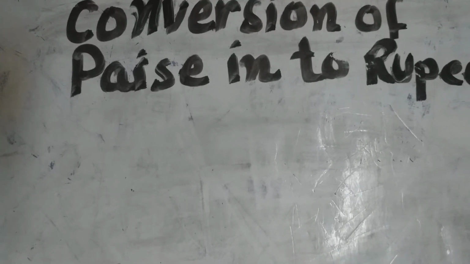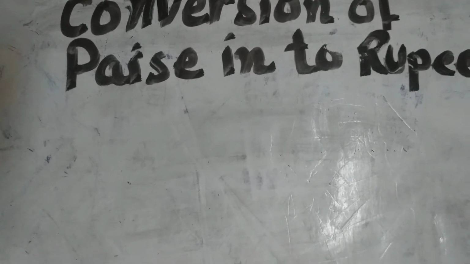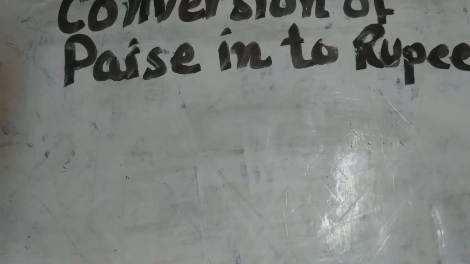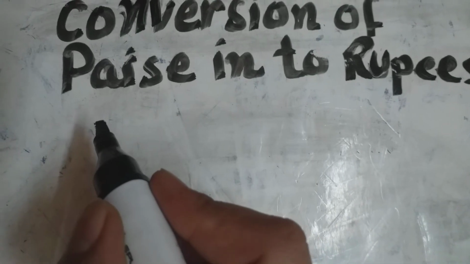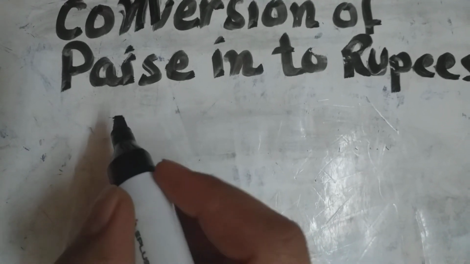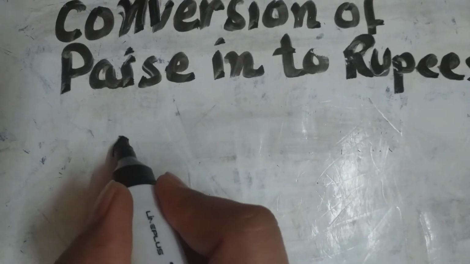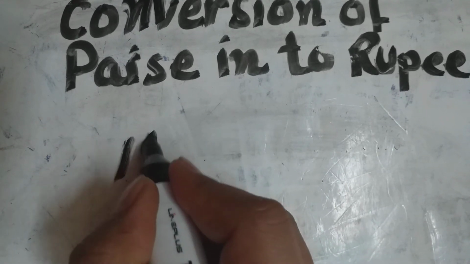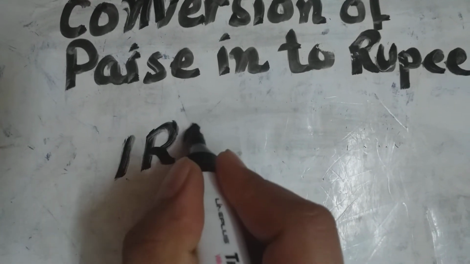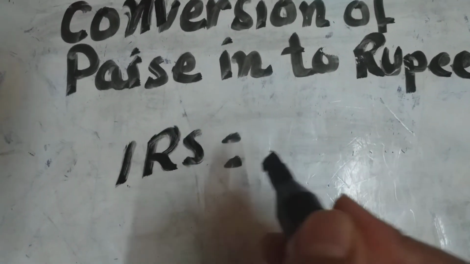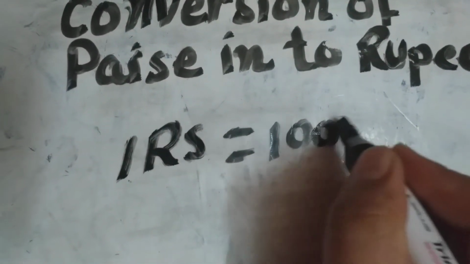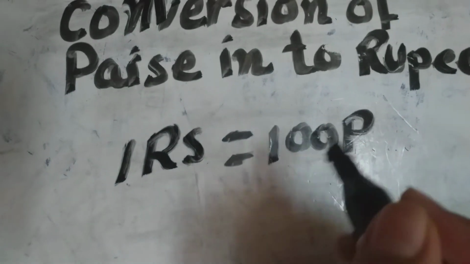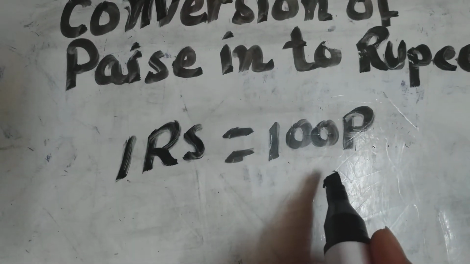So for this, girls, the conversion of paisa into rupees, first of all we should know about the relation between paisa and rupees. For this we must know that 1 rupee is equal to 100 paisa. Okay, 1 rupee is equal to 100 paisa.